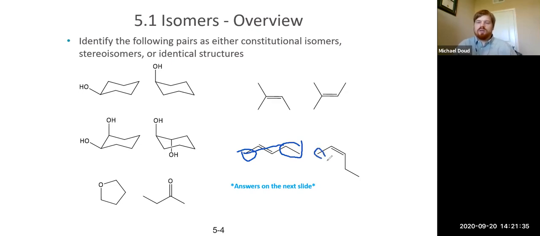Here we have a methyl on one side and an ethyl on the other side. We draw a line. We don't cross the double bond. They're clearly on the same side of this pi bond. So this is the cis version of this compound.